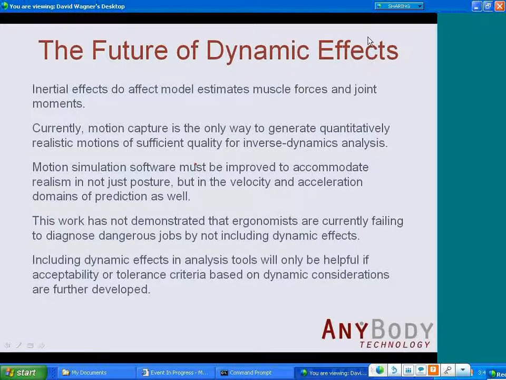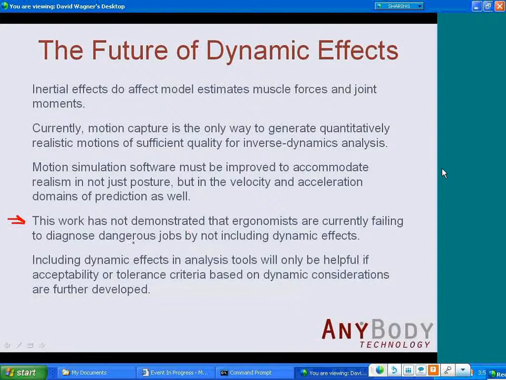Again, this work has not demonstrated that ergonomists are currently failing to diagnose dangerous jobs by not including dynamic effects. So that should definitely not be a point that is taken away from this talk. The ergonomists are doing their job, and this work definitely does not show that they are not in any way.